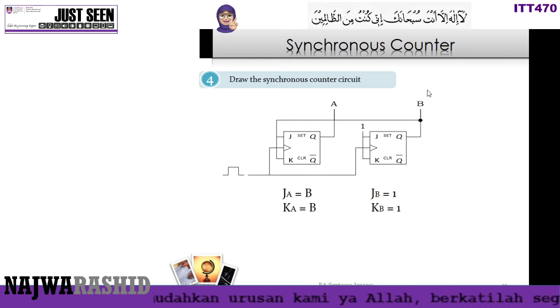So this one is JKA, JKB. Q here refers to B. JA equals B, so B is put as the input for JA. KA also from B. Next, JB and KB equal 1, so put 1 as the input for JB and KB. So now you are done with your synchronous counter.